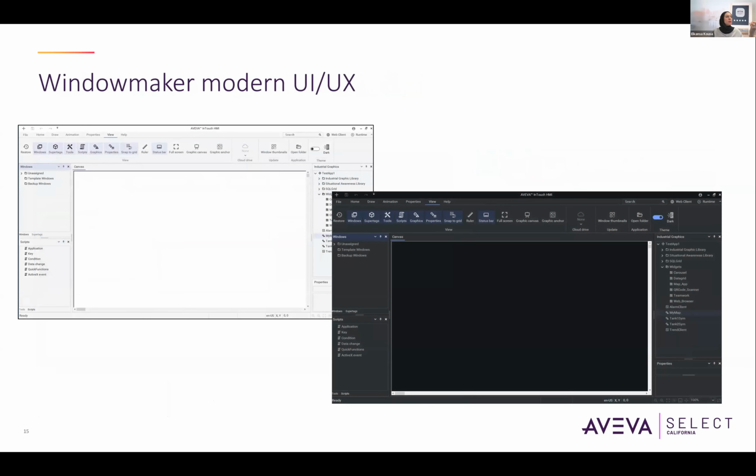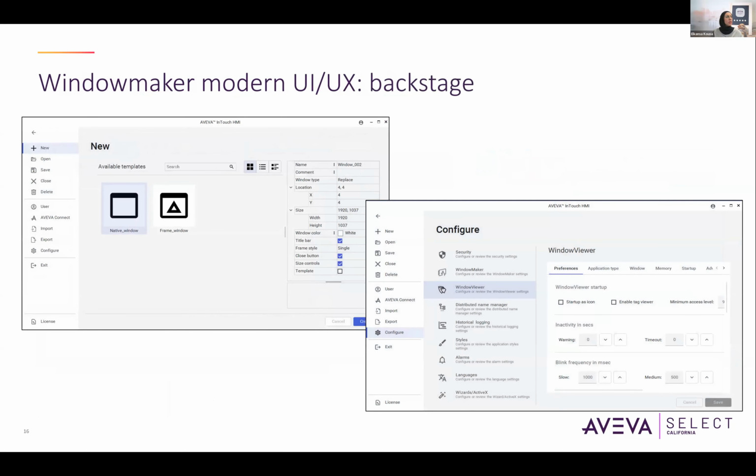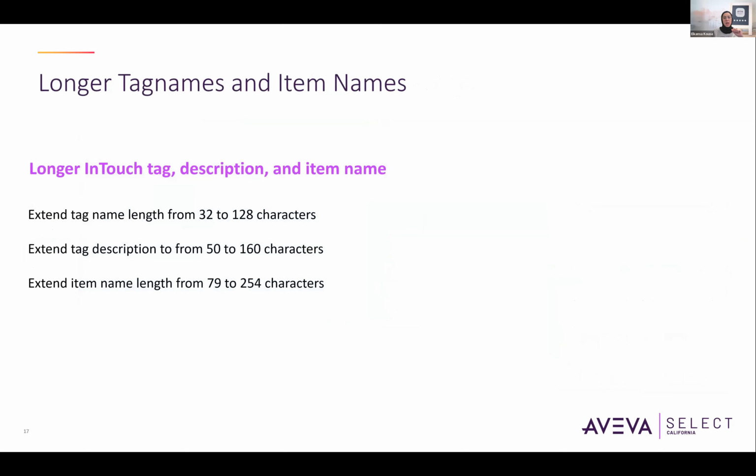Window Maker now has 2 themes. So there's the light theme and then there's the dark theme. These actually come in handy with some different types of screens. And then there's also a backstage in the Window Maker, similarly to the IDE, where you could do things like log into your AVEVA Connect, import, export, and do the configuration. This is also where you would do something like logging data into the Historian, right? This is also a 2023 feature, but I thought it's worth bringing up here.